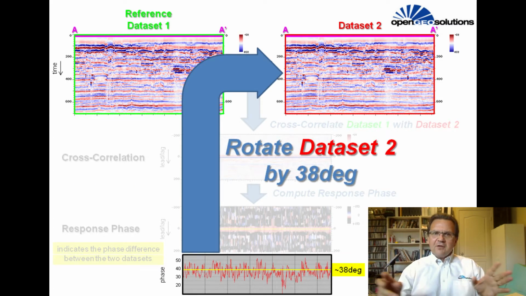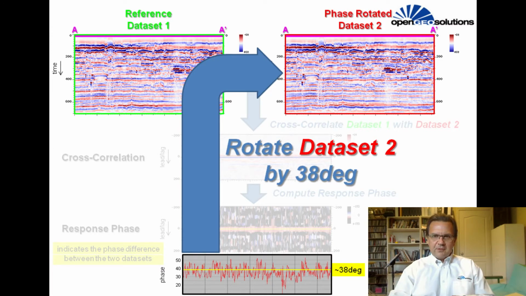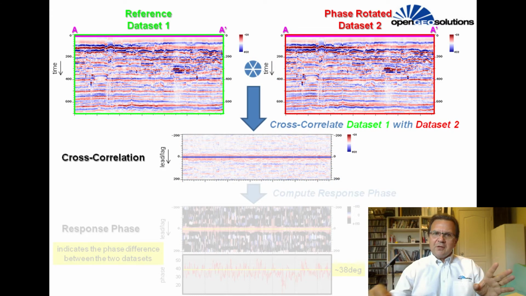That means that to match the phase of the reference dataset, we have to phase rotate the other dataset by 38 degrees. When we apply the phase rotation, we do see a change visually. To quantify the effectiveness, we simply repeat the cross-correlation step.